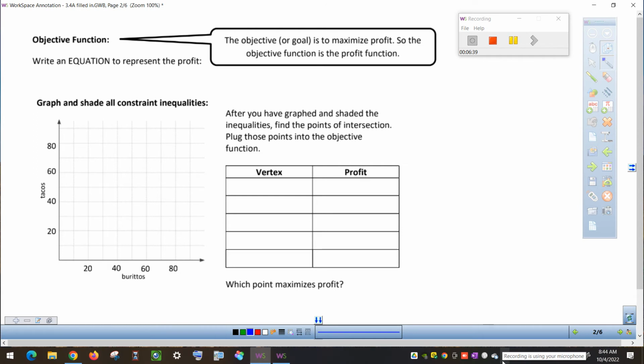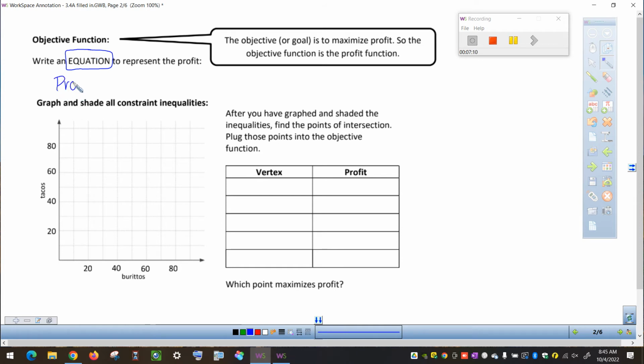So that's typically told to us probably near the end of the problem. So when it said how many of each item to get the most profit or the maximum profit, that's what we're wanting to write for the objective function. So here it's really the profit function. So this is where we're going to take all of the information about profit and put that into an equation. Notice how the objective function is not going to be an inequality.